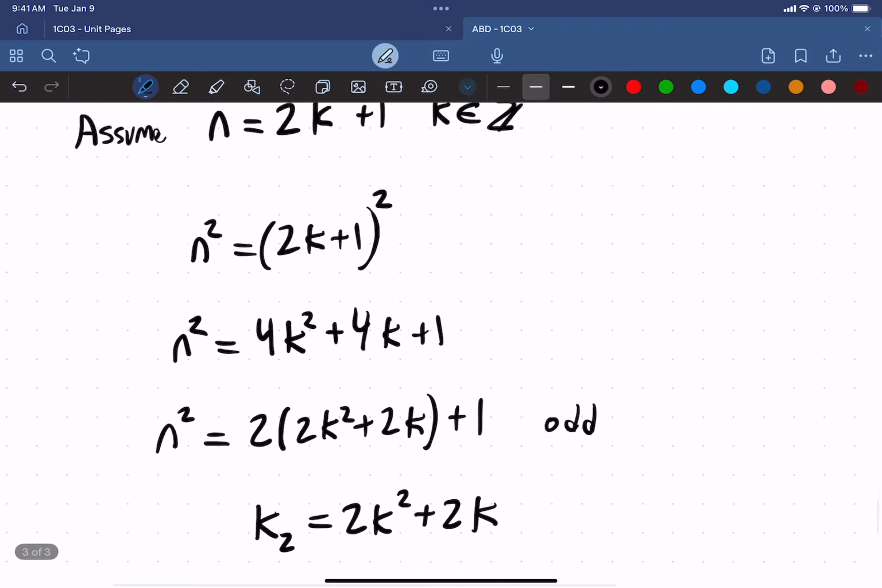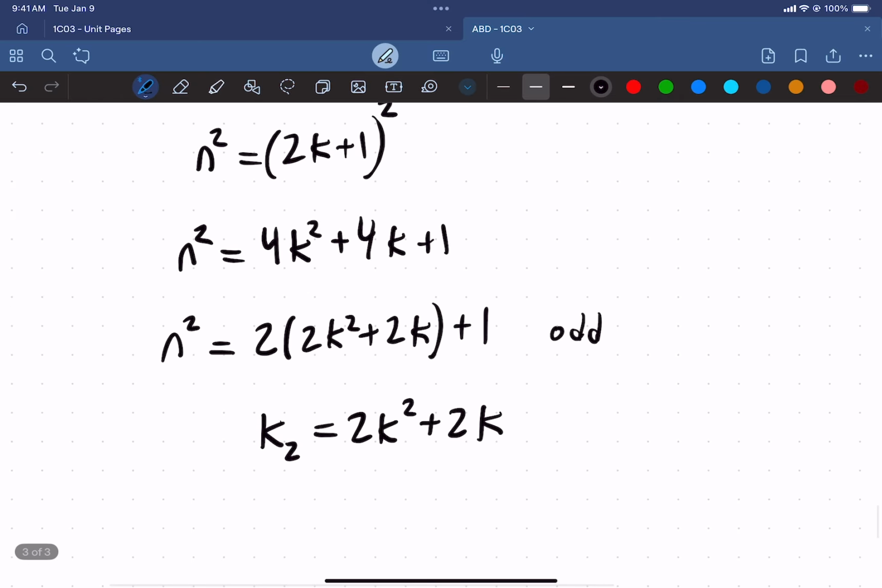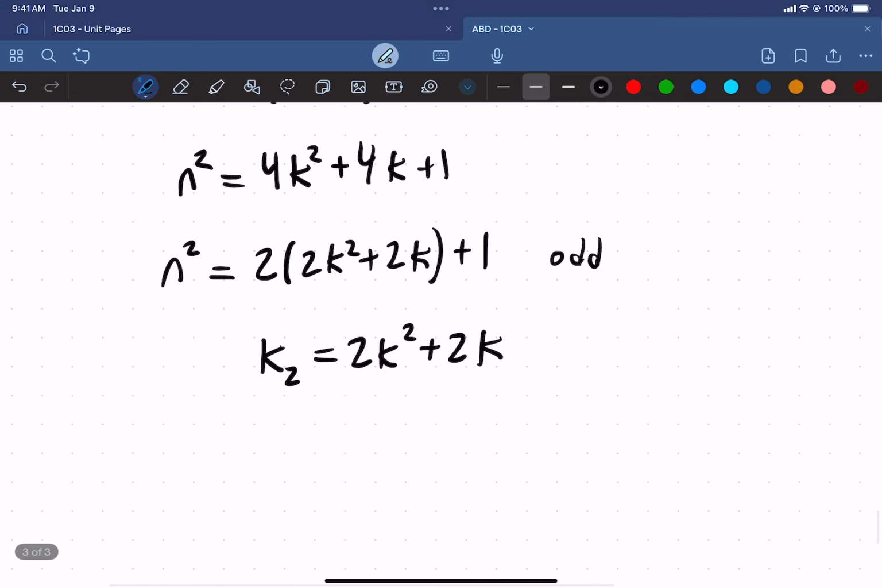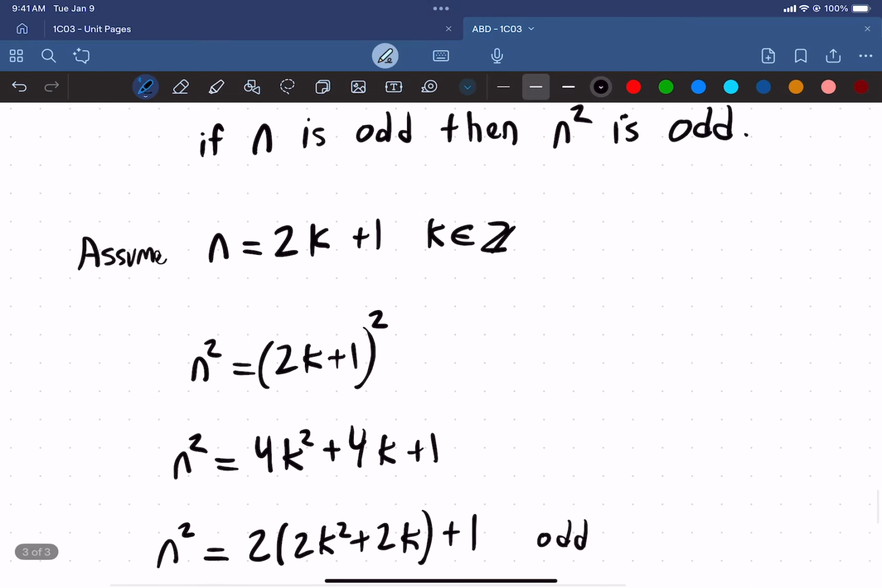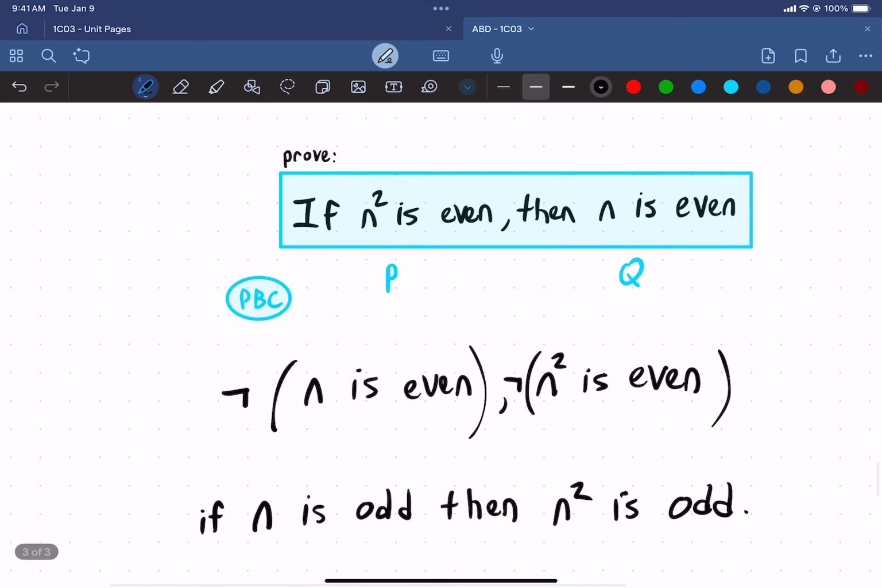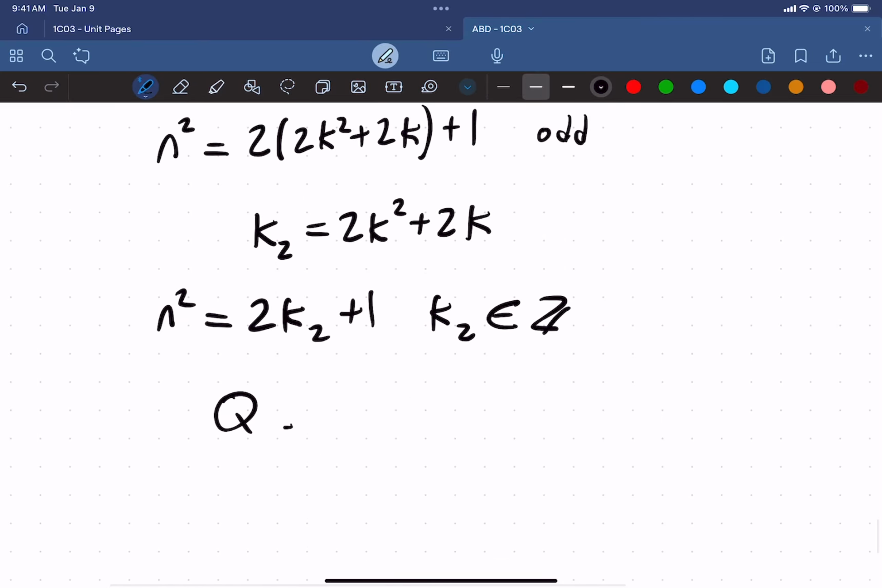We implied earlier that k is an integer. If you square an integer, add, and multiply by 2, under closure it will still be an integer. So n squared is equal to 2 k2 plus 1, where k2 is an integer. And after proving that if n is odd, then n squared is odd, we can conclude our first statement, that if n squared is even, then n is even. And that's it.